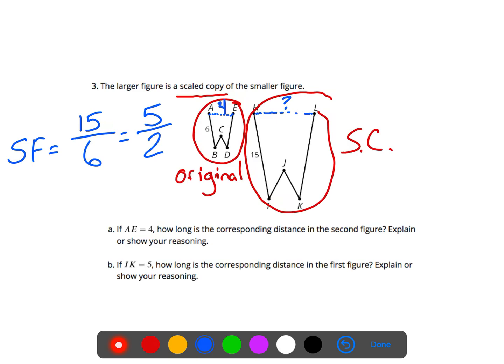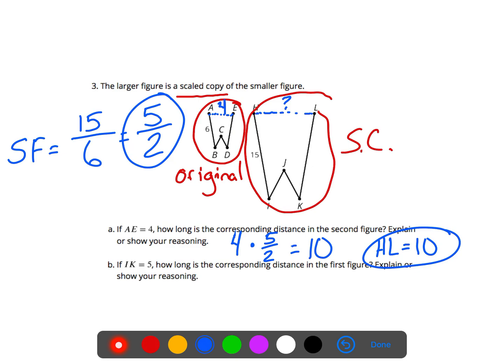All right, so using this 5/2 as our scale factor, what we need to do is figure out the corresponding distance of A to E here on the scaled copy. So we're going to take this distance of 4, we're going to multiply it by our scale factor, and that will tell us the distance on the scaled copy. That means we're going to take 4 times our scale factor of 5/2, and that's going to equal 10. So the distance from H to L is 10.